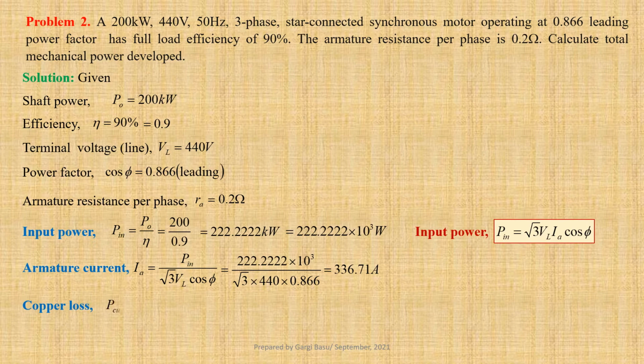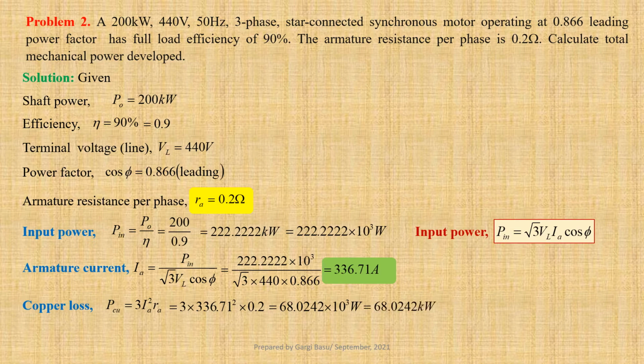Now we shall determine copper loss. P copper equals 3 times Ia square into Ra. Using values we get 3 into 336.71 square into 0.2, that gives us 68.0242 into 10 to the power 3 watts, or 68.0242 kilowatts.